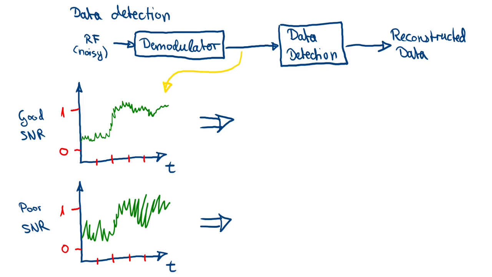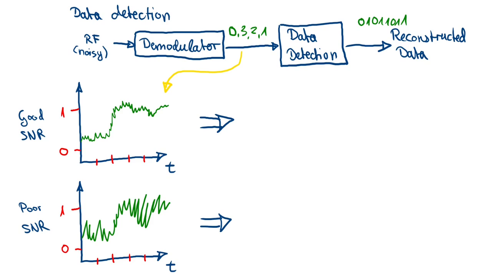And this noisy signal must then be assigned to data. So here there are symbols, and now we want to reconstruct the data, which can then be processed by a computer. And the data detection has to deal with the noisy signal.